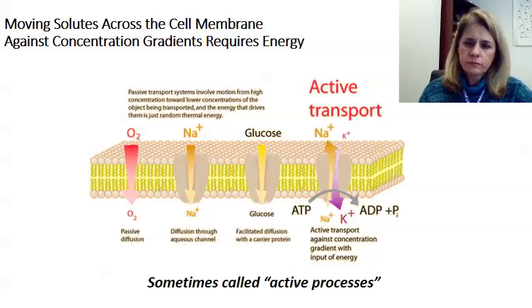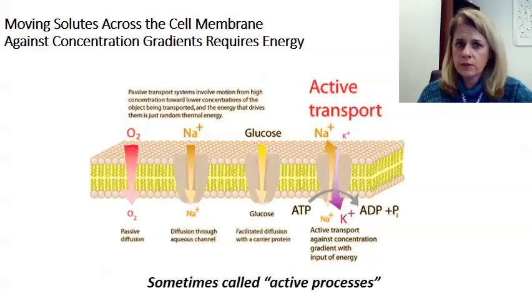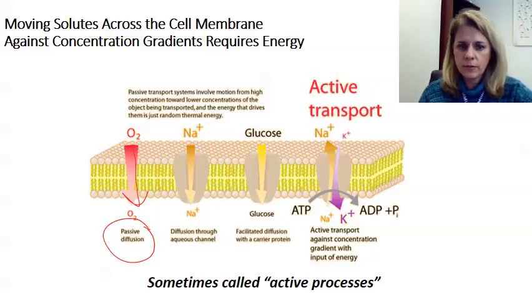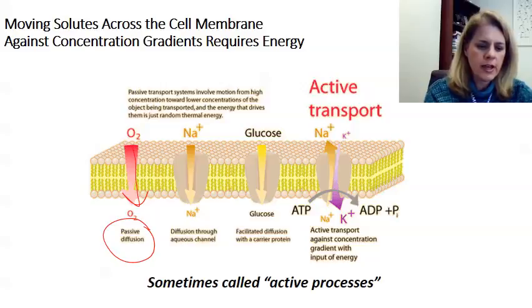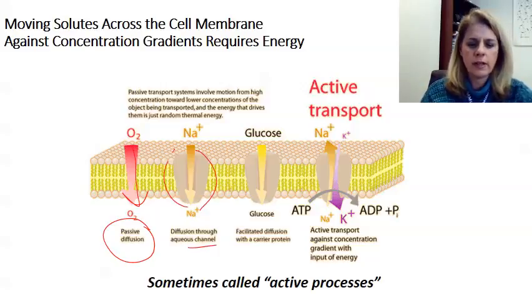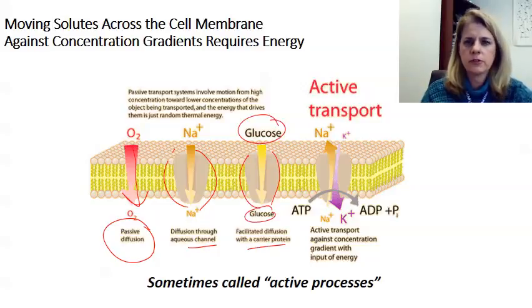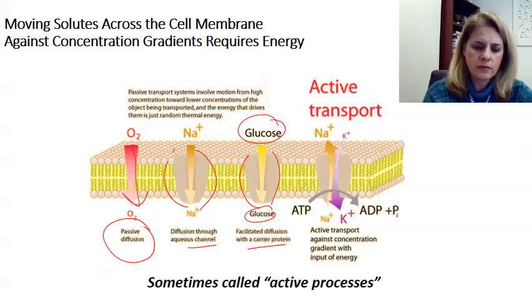So as a review, when you move things across the membrane, there can be passive diffusion, where things simply go straight through the lipid bilayer. You can use a channel protein. You can use a carrier protein. These are all moving from high concentration to low concentration, or active transport.